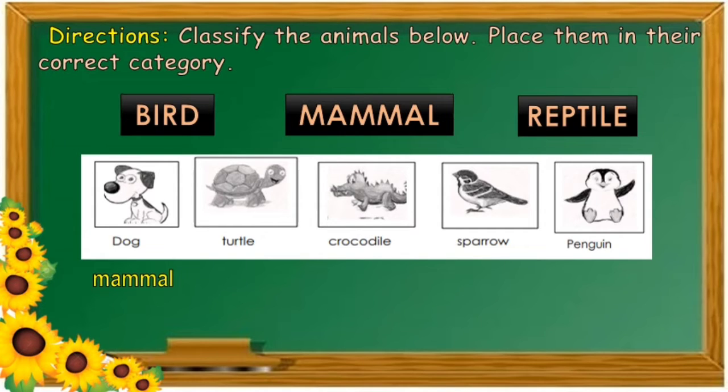Very good. Dog belongs to a group of mammal. How about the second picture? Very good. Turtle belongs to a group of reptile. How about the third? Good job. Crocodile belongs to a group of reptile. And how about the fourth picture, the sparrow? Good job. Sparrow belongs to a group of bird. And how about the penguin?